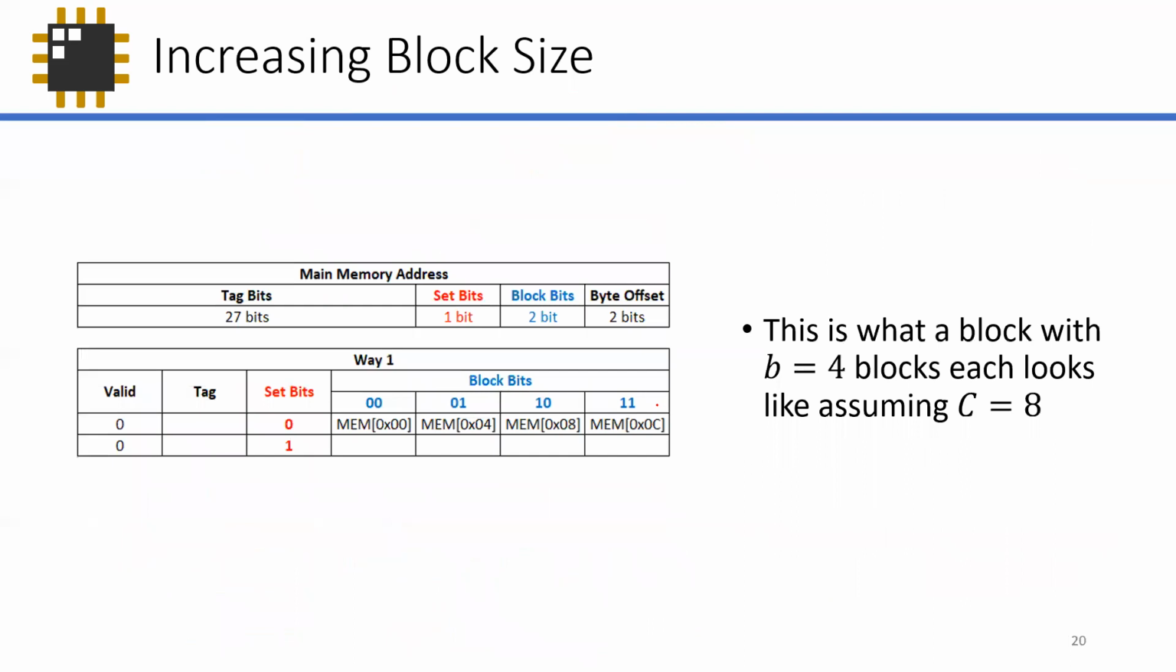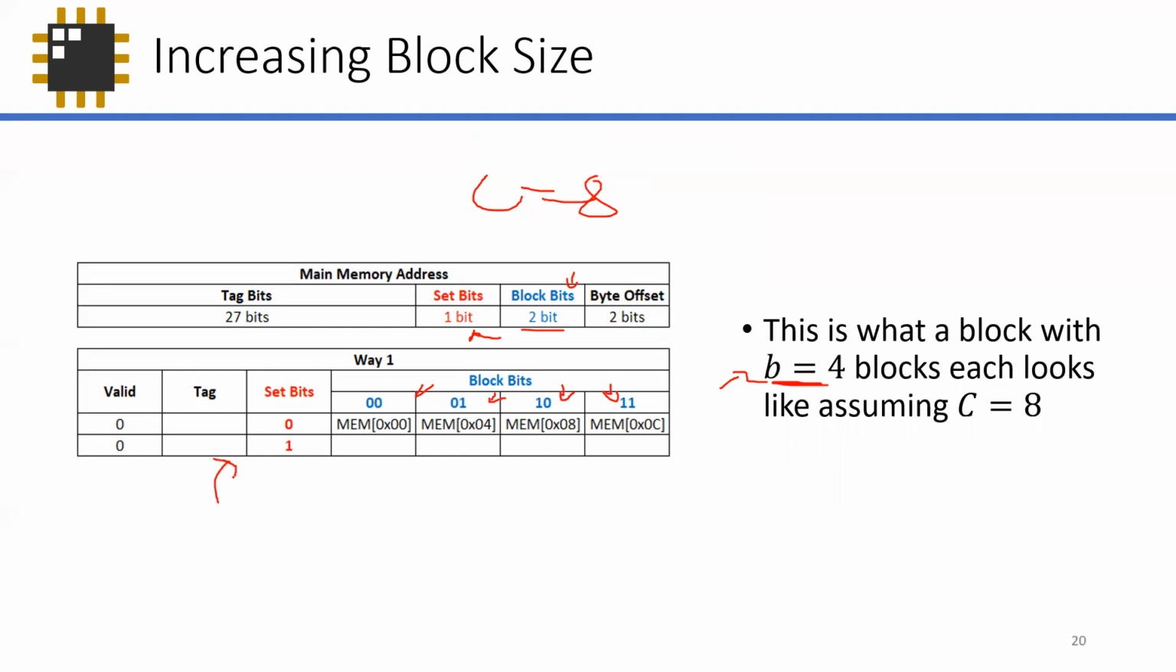So what happens here? What happens if we have a block size of 4 instead? Then you need 2 bits for your block bits because you have to select which word you're going to use. Assuming we still have the size of 8 words, and I now have a block size of 4, I need 2 bits to select the block, and then it reduces the set bits because I now only have 2 sets to select from.